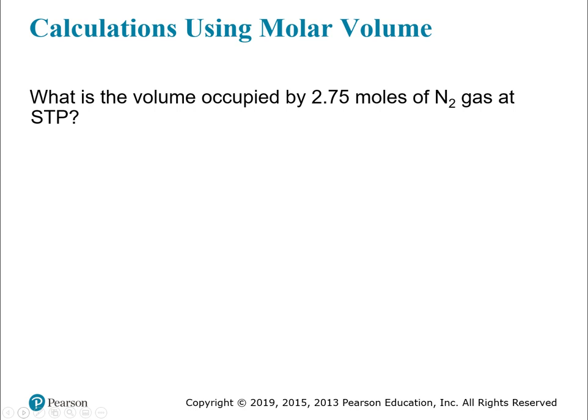What is the volume occupied by 2.75 moles of nitrogen gas at STP? STP, that means that we have a pressure equal to 1 atmosphere, and our temperature is equal to 0 degrees Celsius, which is the same as 273 Kelvin. So when you see something is at STP, that's automatically what that means.